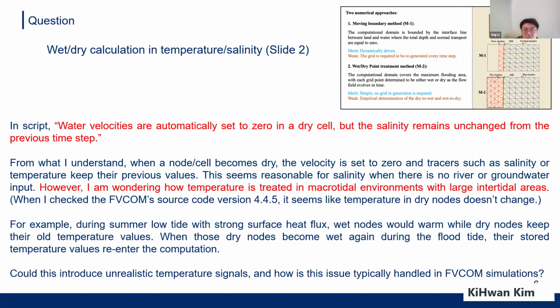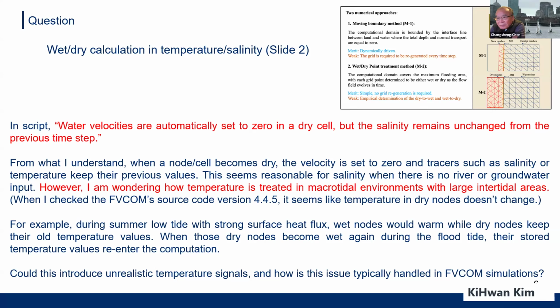Next question, Kifan, would you please give more details? Yeah, I already wrote down what I want to ask today. In slide 2 in the script, they're saying that water velocity is automatically set to 0 in the dry cell, and then the salinity remains unchanged from the previous time step. For me, setting the salinity the same as the previous time step is reasonable, because if there is no river or groundwater input, I think the salinity should be the same.